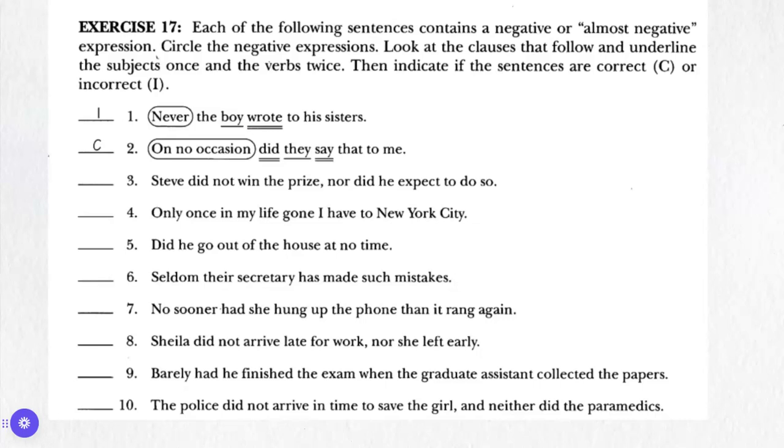Number two, on no occasion did they say that to me. This is a correct sentence because the negative expression is at the beginning, so I invert subjects and verbs. Okay, so continue on your own and we will check the answers together.